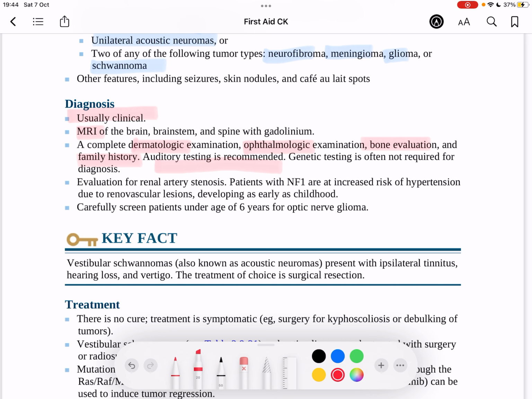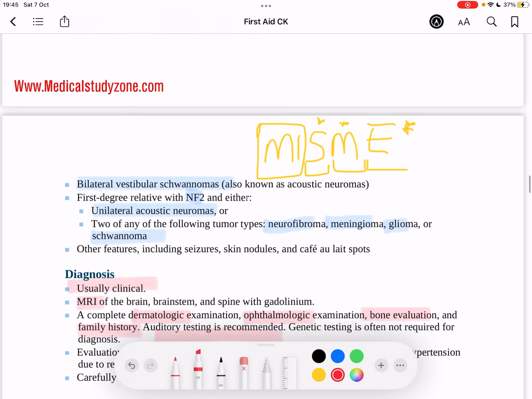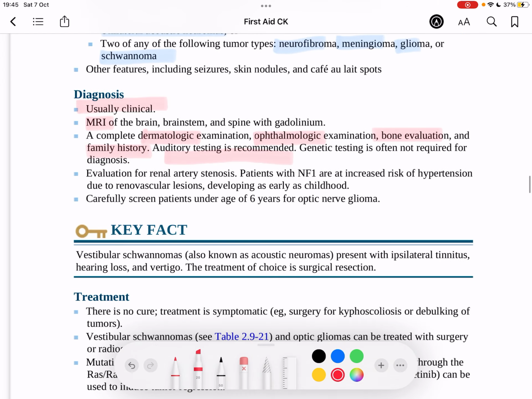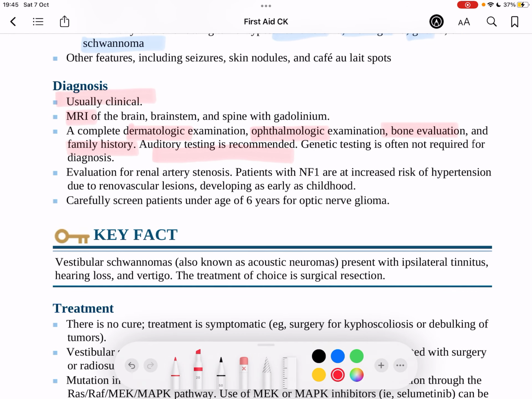So, if you have a USMLE question, you've diagnosed NF1, and it says, what would you do in order to consolidate the diagnosis? You would choose physical examination, searching for one of these. You would not choose DNA testing or genetic testing, okay? And a lot of students will naturally choose genetic testing because they know it's a genetic disorder, but it's not required.